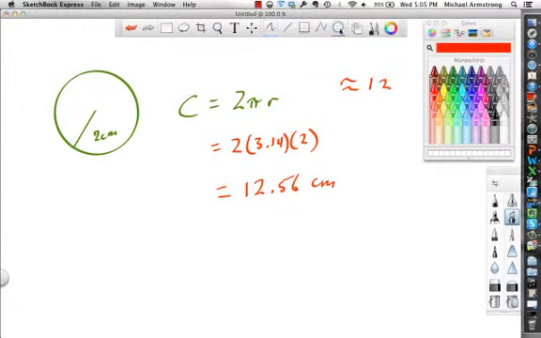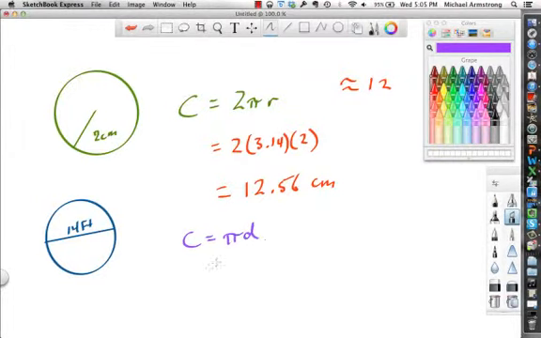If we draw another circle, let's switch colors because we've already used red and green. We have another circle, and we're going to use the diameter this time, so across the whole circle through the center. And we'll say that this one is 14 feet. Then use your other formula. C equals pi times diameter.